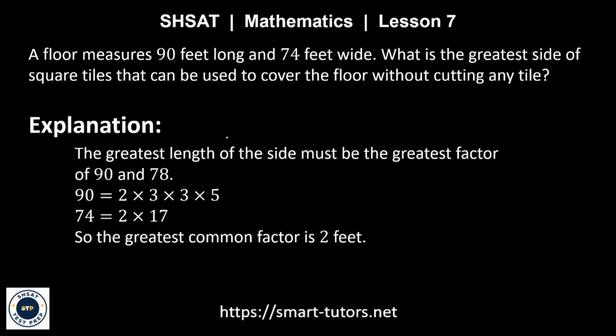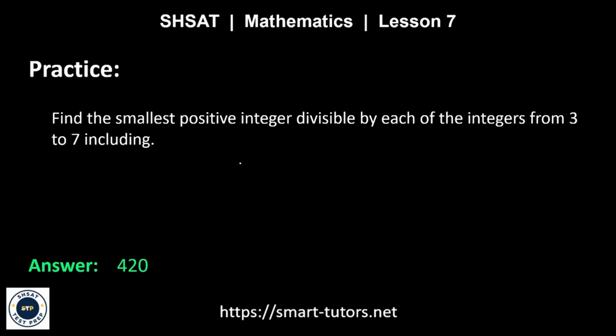The floor measures 90 feet long and 74 feet long. What is the greatest side of square tiles that can be used to cover the floor without cutting any tile? So the greatest side of the tile must be the greatest common factor. So we write out the prime factors, and they only have the common factor of 2, nothing else. So the greatest common factor is 2. So the greatest side of square tiles that can be used to cover the floor without cutting any tiles is 2 feet.